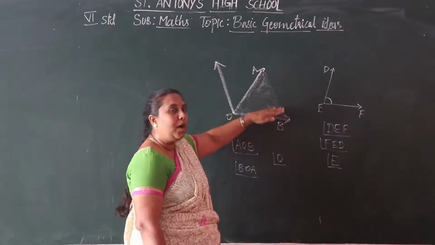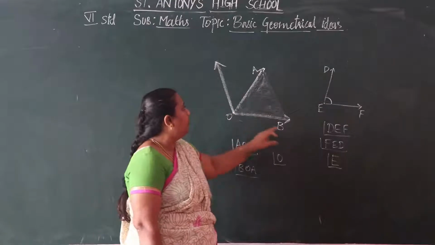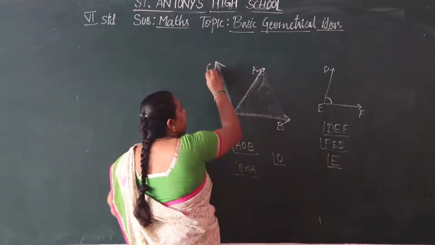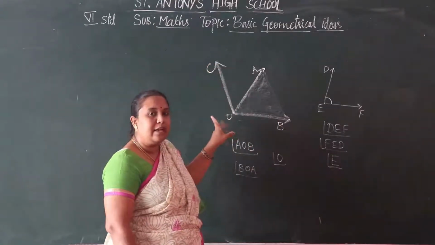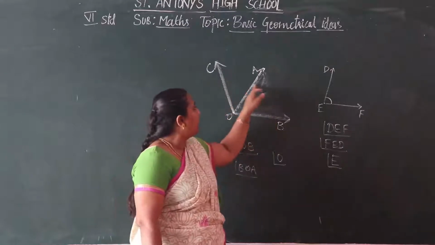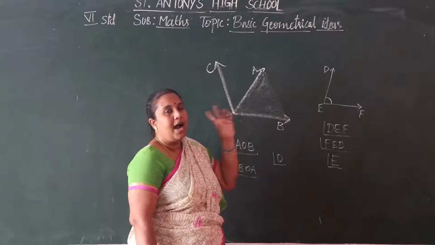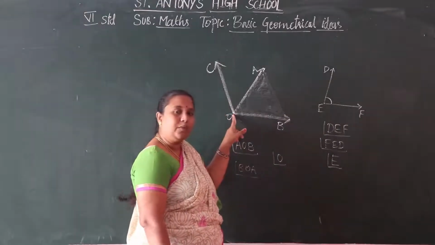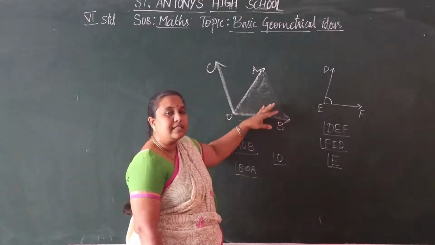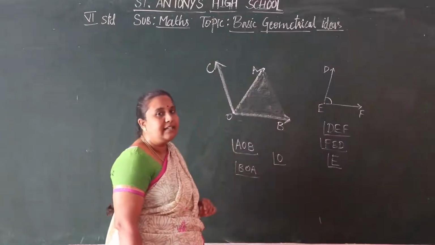Common for two angles. One angle is AOB, another angle is AOC. For AOB and AOC, both angles have a common arm and common vertex. So for that we can say these two angles are adjacent angles.